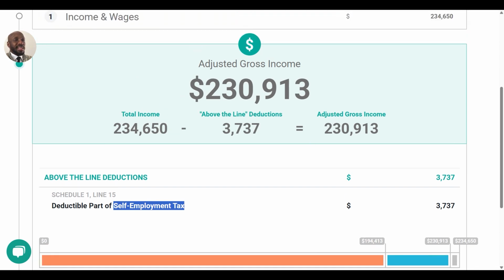There are other above the line deductions. For example, if you contribute money to an IRA, that will be an above the line deduction. If you are an educator or a teacher and there are some educational expenses that you bear, those will be above the line deductions as well. So anyway, let's keep moving on. In their case, they only have $3,737 in above the line deductions.